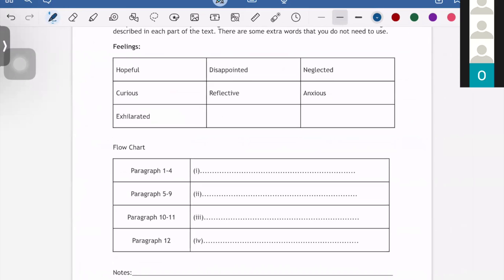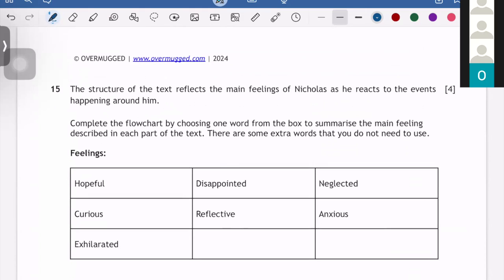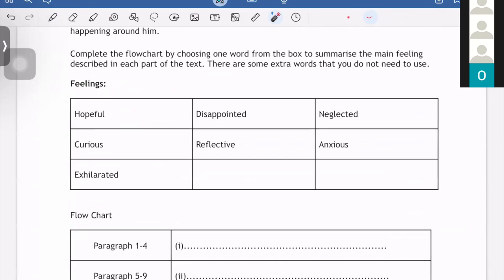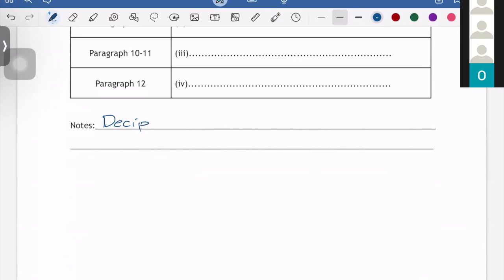Question 15. This is where you have to go back to the passage, search for contextual clues, decide on the given words or phrases, and then pair them with the paragraphs. In this case, this is talking about Nicholas' main feelings as he reacts to the events happening around him. They have given you words here. So decipher the meaning of the words, and then go to the passage for contextual clues.